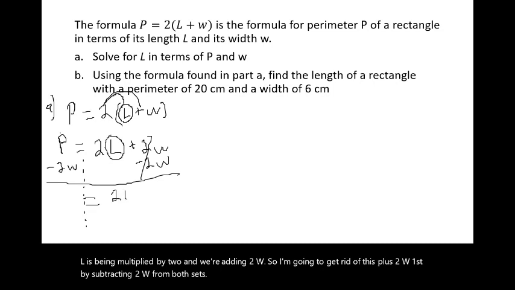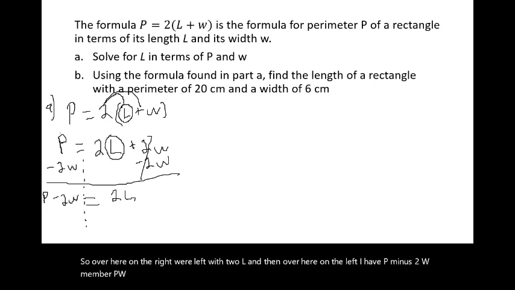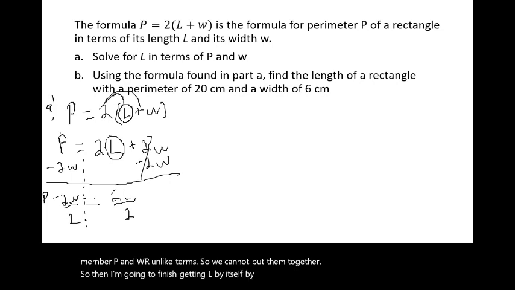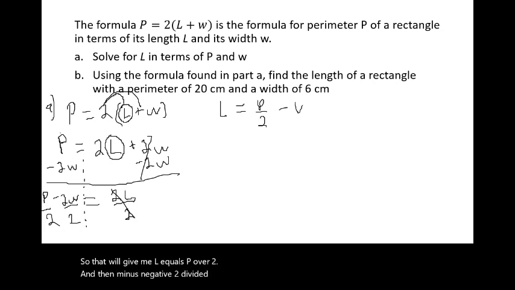So over here on the right, we're left with 2L, and then over here on the left, I have P minus 2W. Remember, P and W are unlike terms, so we cannot put them together. So then I'm going to finish getting L by itself by dividing each term on both sides by 2. So that will give me L equals P over 2. And then minus negative 2 divided by 2 is negative 1W. So L is equal to P over 2 minus W.